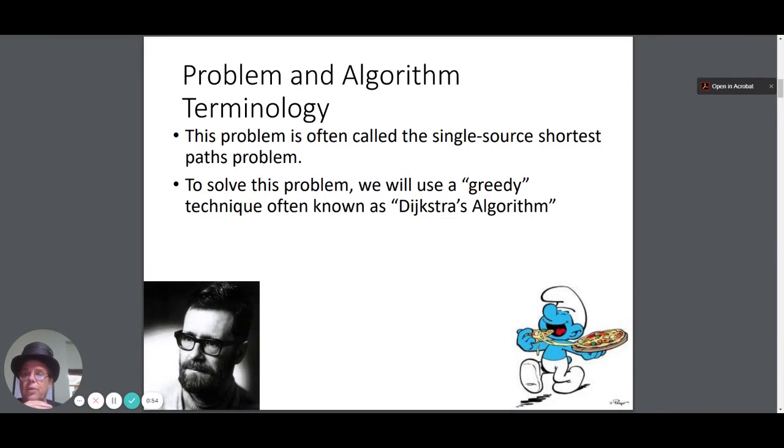And this problem is often called the single source shortest path problem because you're going from a single source. To solve this problem, we'll just use a greedy technique that's often known as Dijkstra's algorithm. And here on this slide, it's going to be very important for you to discern the difference between Edsger Dijkstra and greedy Smurf. That'll come up again and again in computer science. It was Dijkstra's shortest path algorithm that did it, but it's a greedy approach. And of course, greedy algorithms were developed by greedy Smurf.